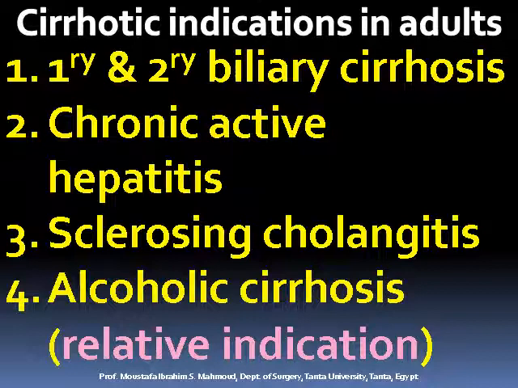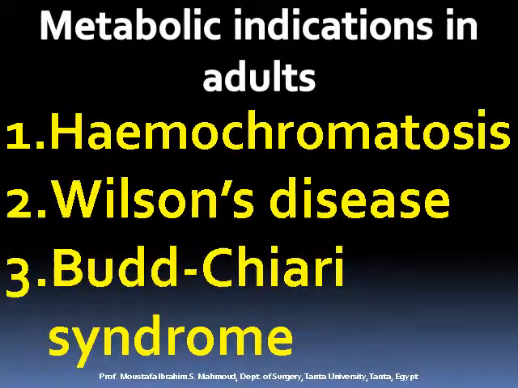Cirrhosis indications in adults: primary and secondary biliary cirrhosis, chronic active hepatitis, sclerosing cholangitis, alcoholic cirrhosis. Relative indication. Metabolic indications in adults: hemochromatosis, Wilson's disease, Budd-Chiari syndrome.